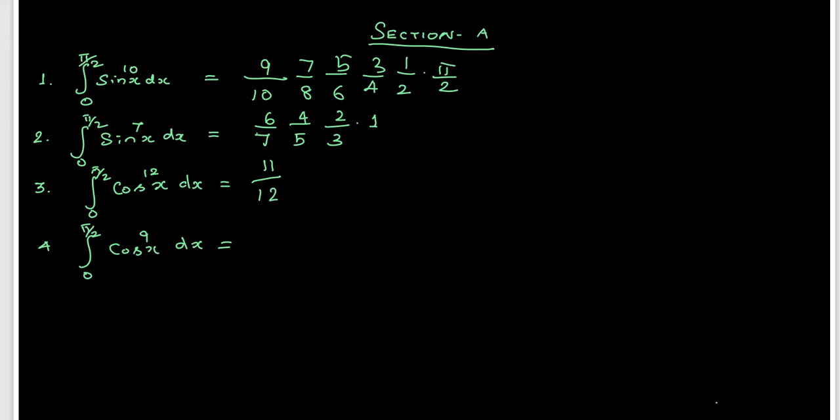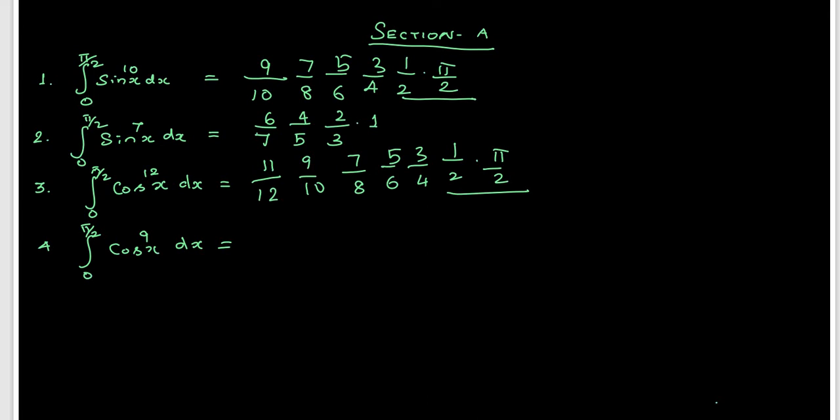12, 11, 10, 9, 8, 7, 6, 5, 4, 3, 2, half comes. So whenever half comes, it should be pi by 2. Half means you have to have the next one to be pi by 2. Half means pi by 2.